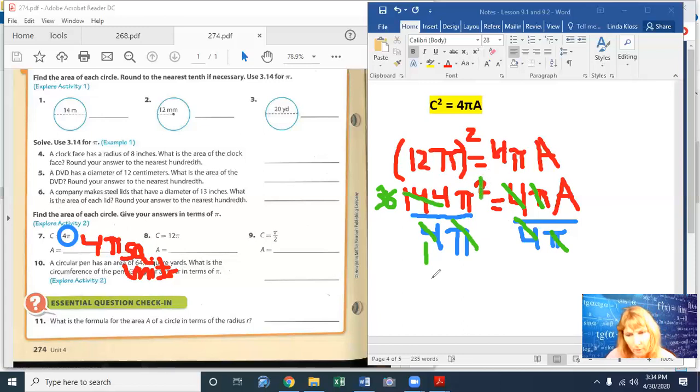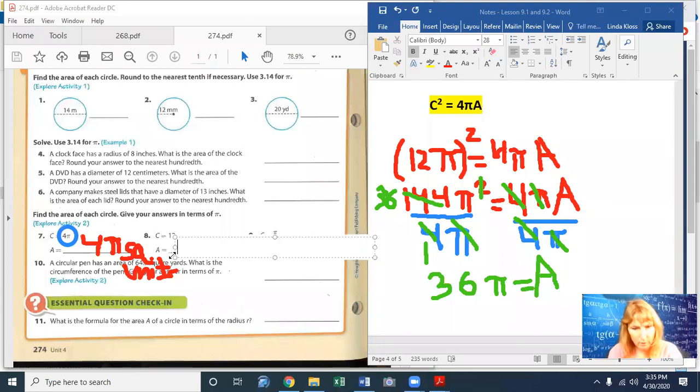So then our answer becomes 36 pi equals A. And there is no unit, so it's going to be square units. We're going to put that in there. I'm going to say it equals, oh, I got to draw that pi word. So it's going to be 36 pi square units. I'm not going to write square units just because it's going to run into the other ones. So 36 pi square units.